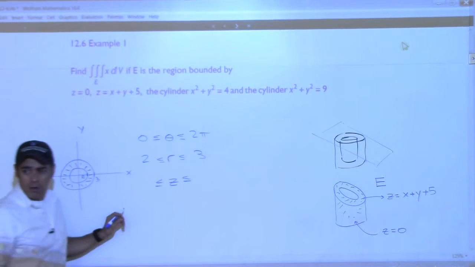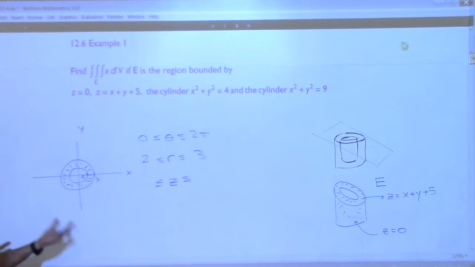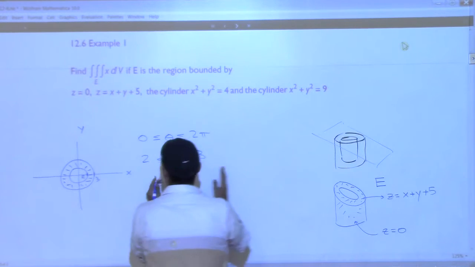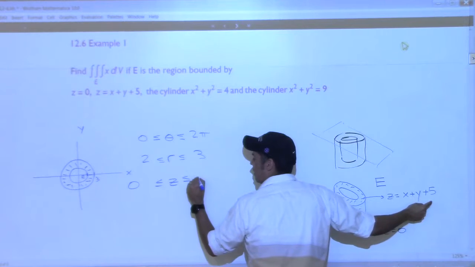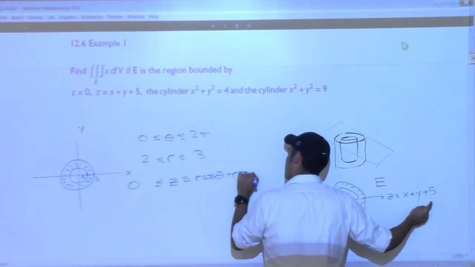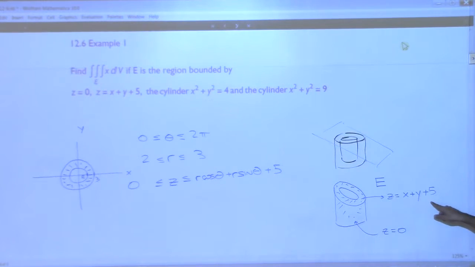But we've gone to polar. We're in cylindrical. So we have to replace all of our x's with what? R cosine theta, and all our y's with r sine theta. So when I set these restrictions, I'm going to go 0 here, but I'm not going to go x plus y plus 5. I'm going to say r cosine theta plus r sine theta plus 5. You all see that? Okay.